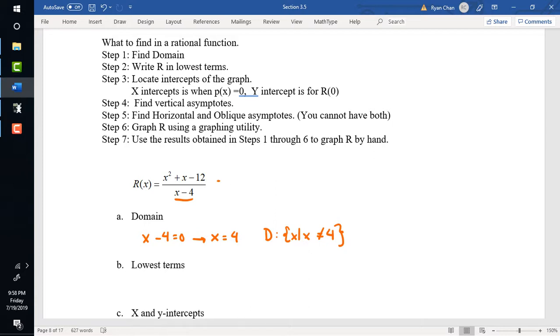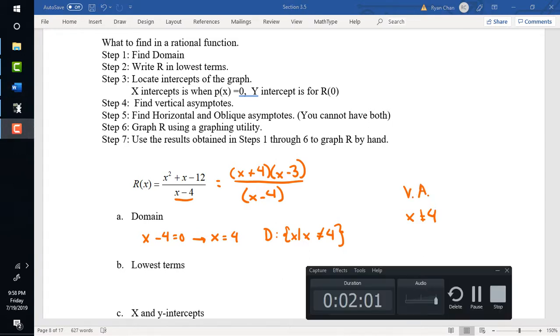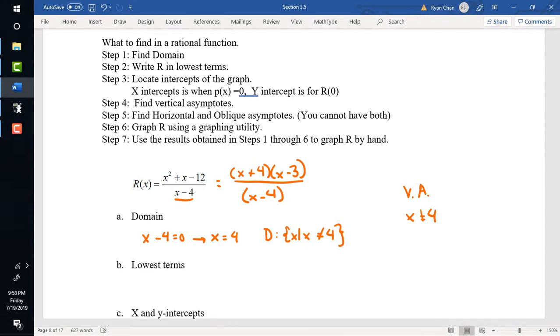Well, the first thing is we want to make sure we factor this. So this factors to x plus 4 times x minus 3, all over x minus 4. If you notice, it's not canceled. So I should realize x equals 4 is a vertical asymptote because it doesn't cancel. Remember, if it's canceled, that's called a hole. But always make sure you write this in lowest terms.